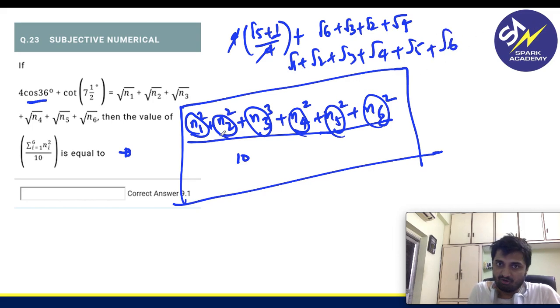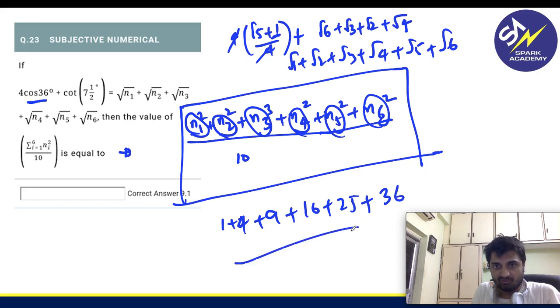N1, N2, N3 are what? 1, 2, 3, 4, 5, 6. So 1 square plus 2 square plus 3 square plus 4 square plus 5 square plus 6 square, whole divided by 10. Just simplify this. I think you will get the answer as 9.1.